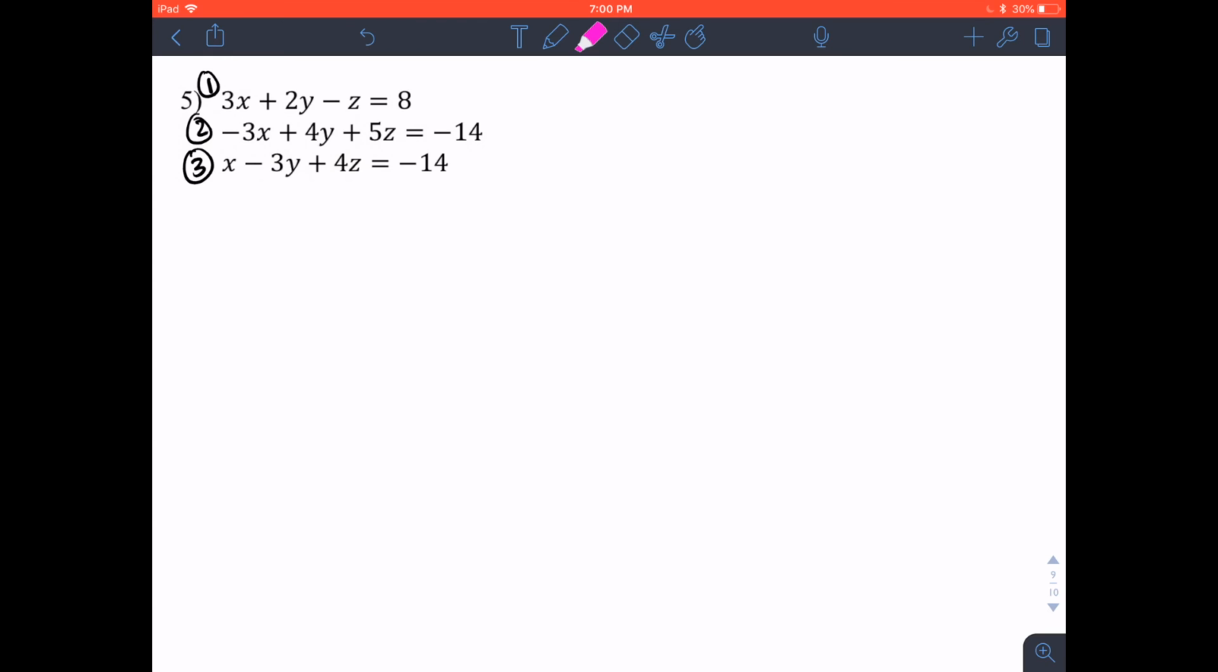So take a look. For me, what I see is that my x's, if you look at equation 1 and 2, you can see that the x's both have a coefficient of 3, and one is positive, one is negative. So I'm going to pair those two up. To the side here, I am going to rewrite the equations so I can use elimination to cancel out a variable.